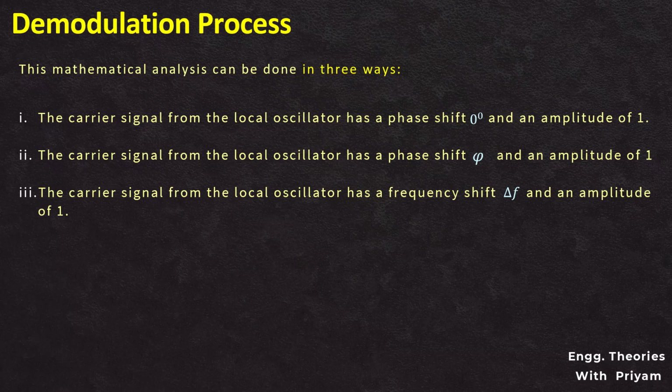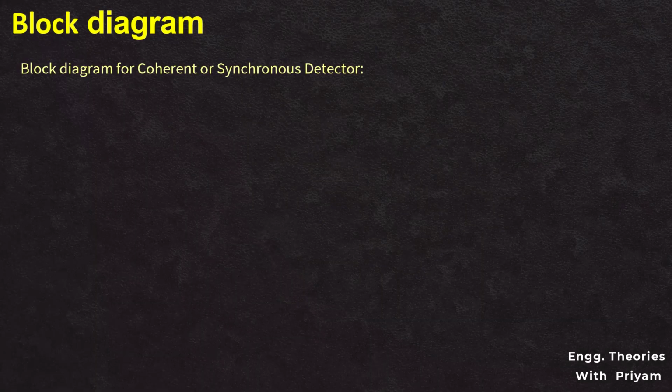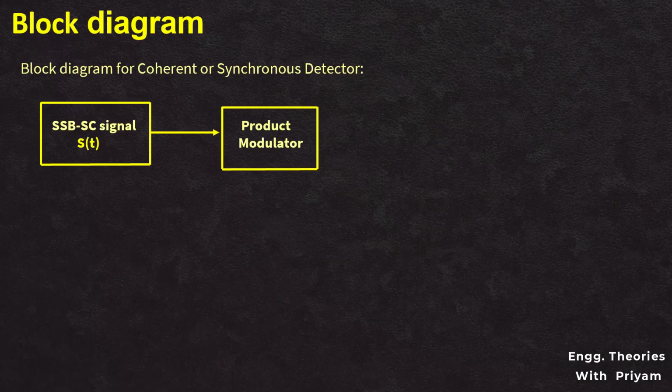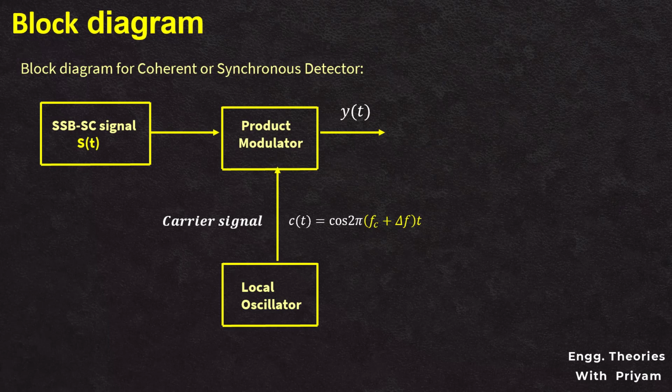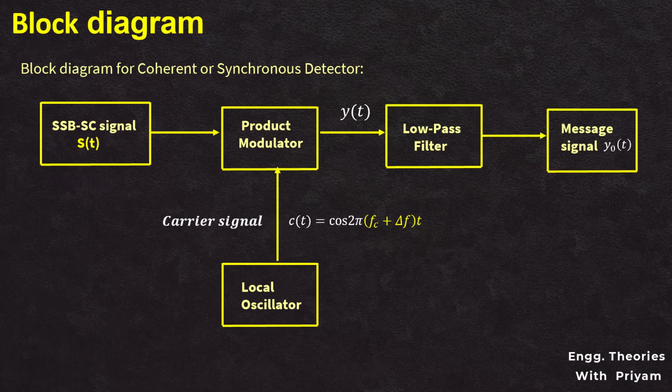Now we will see the case where the carrier signal has a frequency shift of del f. The block diagram remains pretty much the same as the first case. Instead of having the carrier signal with the frequency f, now we will have a carrier signal from the local oscillator which has a frequency f and a frequency shift of del f. Let's see the mathematical analysis for the detection of the SSB-SC modulated signal with the frequency shift of del f.